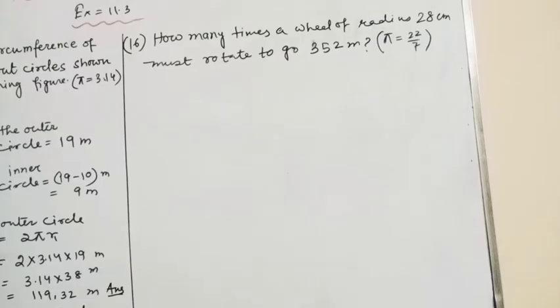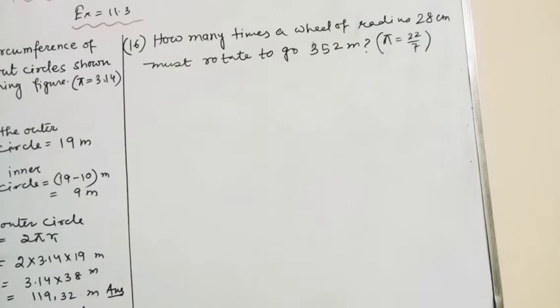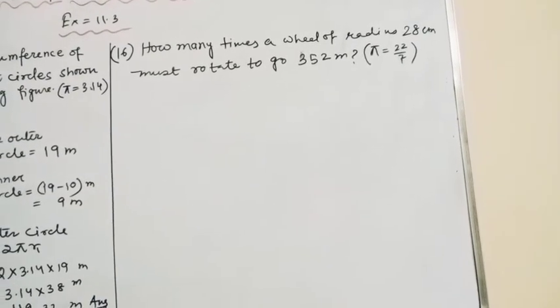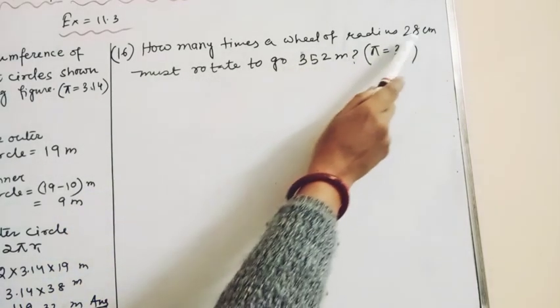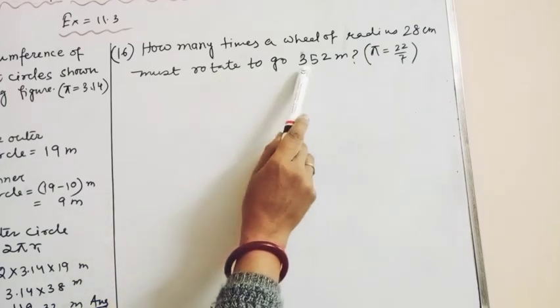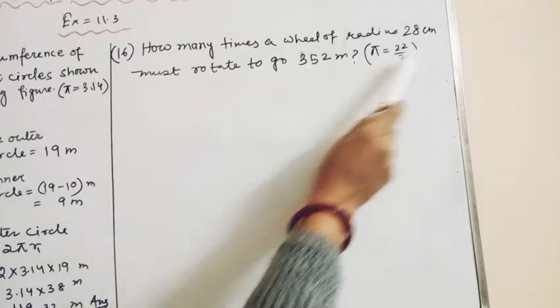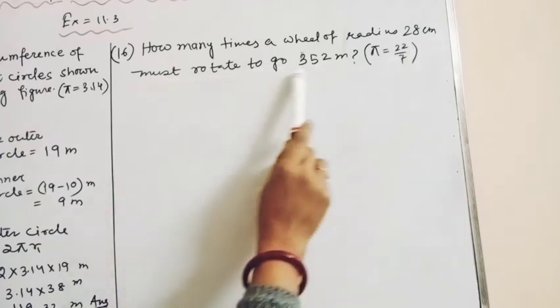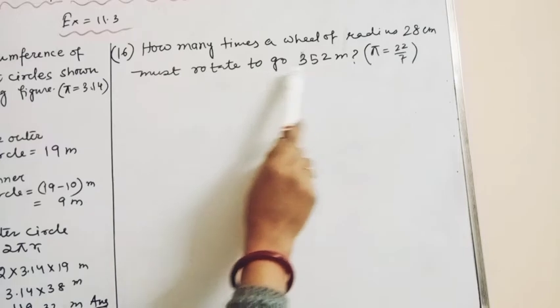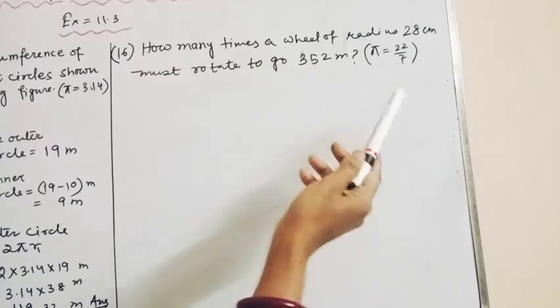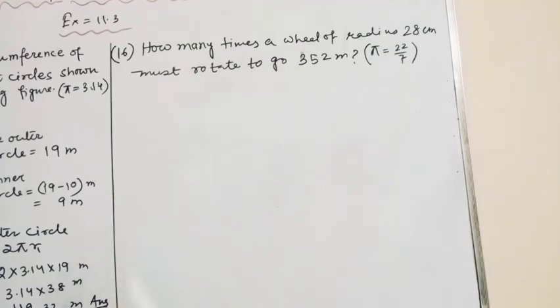Now next question is question number 16. Read the question properly. How many times must a wheel of radius 28 cm rotate to go 352 meter? Be careful, radius is given in centimeter, and the distance to cover is 352 meter. So you have to convert to the same unit to solve the sum.